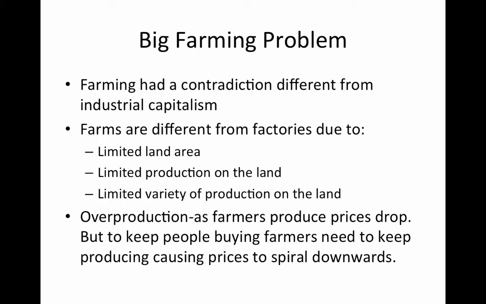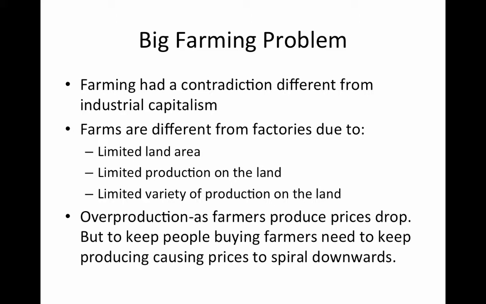The big farming problem. Farmers had a contradiction that was different from industrialized capitalism. In industrialized capitalism, the point is to mass produce. And you can do this if you have enough machines and enough labor. You just keep producing goods and items. That allows you to mass produce and to lower prices.